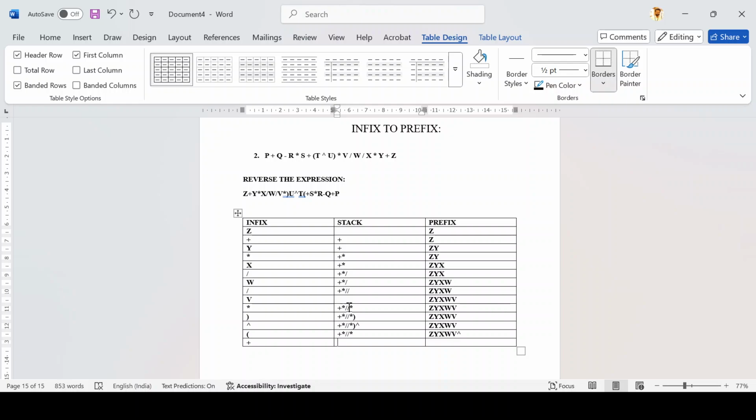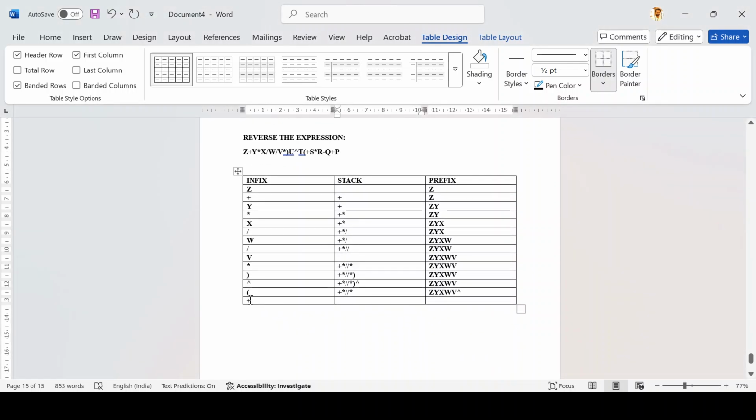Now the incoming operator, plus, has lower precedence than the multiply. If the incoming operator is lesser than the top of the stack, then pop it out and repeat the same step. Here plus is the incoming operator and the top of the stack is multiply. Since the incoming operator has less precedence than the top of the stack, pop the top of the stack.